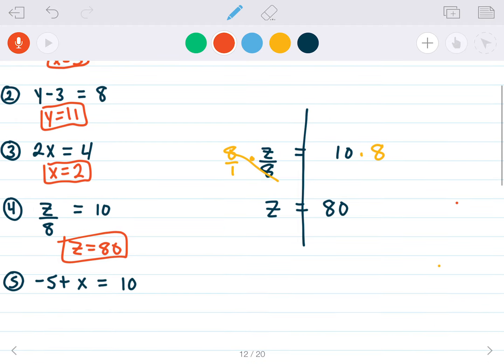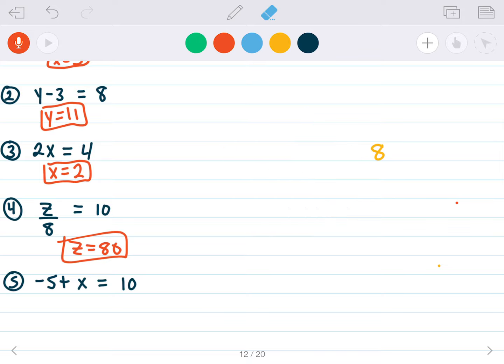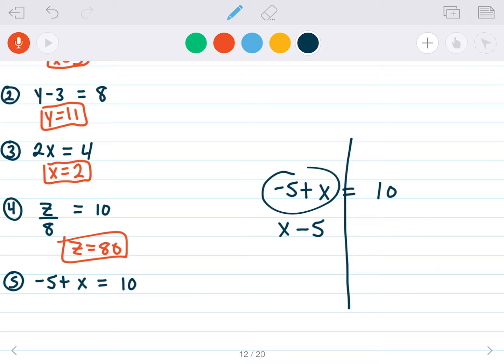All right, let's look at number 5. We have negative 5 plus x equals 10. Draw this line through. Now, what I like to do with equations is I always like the variable to come first. It just makes it look easier. Now, addition is commutative, and what that means is that you can switch the order around. So negative 5 plus x is the same thing as x minus 5. Exact same thing. I didn't do anything to one side and didn't do something to the other. I simply reversed the order because they mean the same exact thing, right?